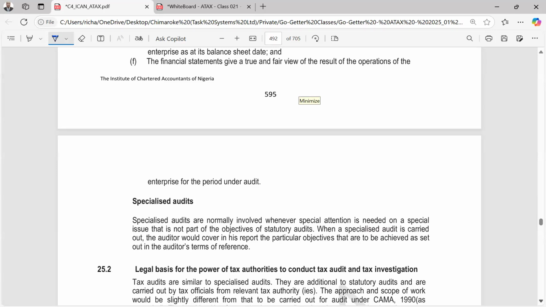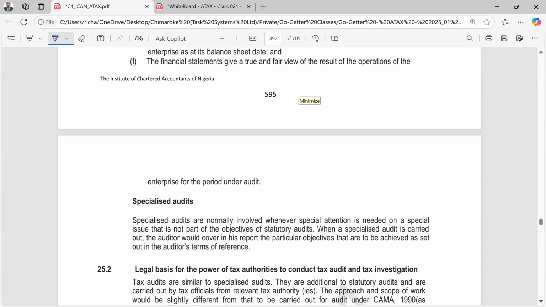Now, when a specialized audit is done, it has its objectives to be achieved and terms of reference. So for example, a tax audit is a specialized audit because we are specifically checking for tax compliance. Let's say, for example, we want to check if a company is VAT compliant.